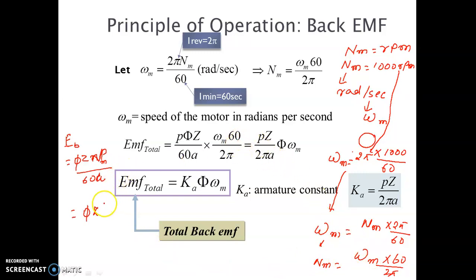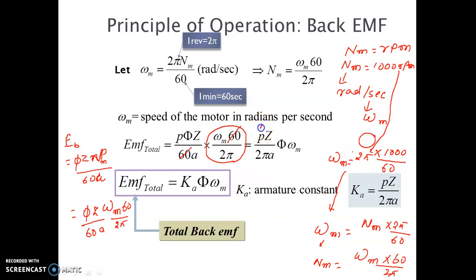If the speed is in omega, then Nm will be omega m multiplied by 60 and divided by 2 pi. So this relation converts Nm into omega m. You see this relation, phi Z P by 60A, with Nm converted into omega m. So the whole thing becomes P Z by 2 pi A, as the 60 cancels, multiplied by phi and omega m.